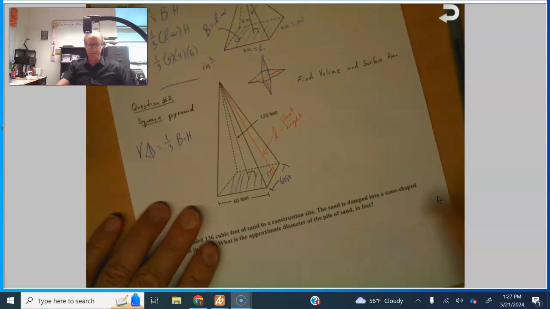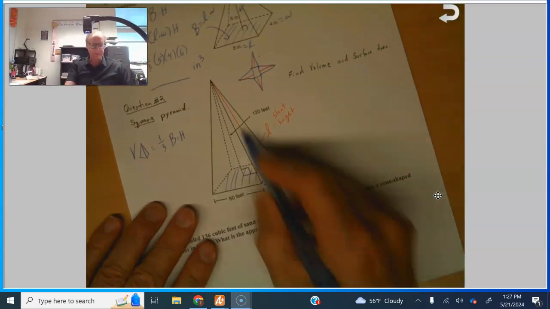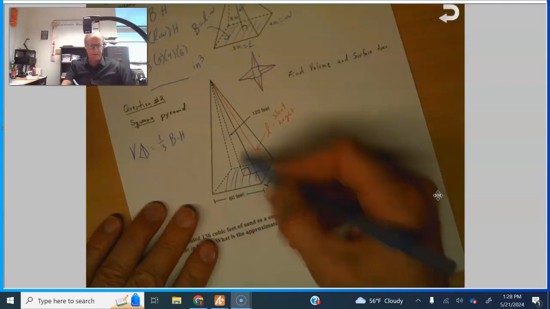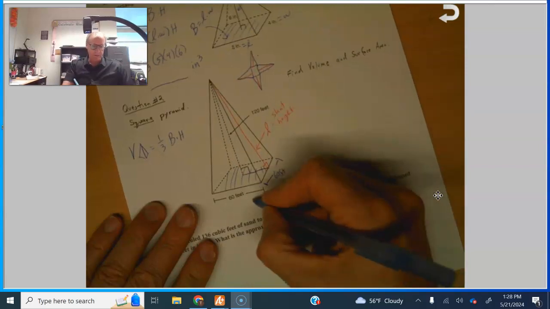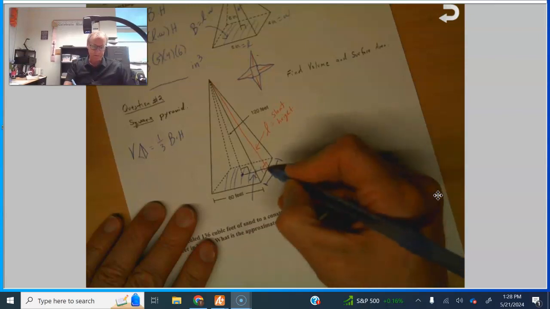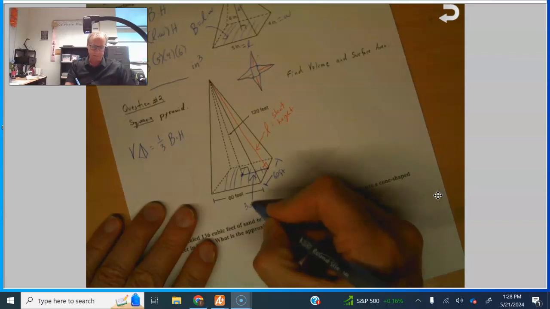Now, the problem is, of course, that we have a right triangle that defines this thing, and they didn't tell us directly what it was. They said that this height right here is 120 feet, and hopefully you can see that this is halfway across, so we should know that this piece right here is the 30 feet.